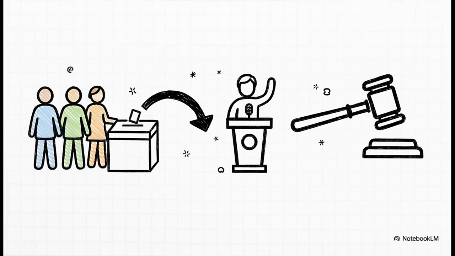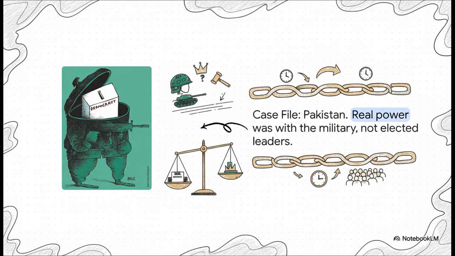Okay, test number 1. This is the most basic rule. In a real democracy, the people who are making the big, important decisions, the final calls, must be the leaders that we, the people, have actually voted for. Sounds simple, doesn't it? Let's see what happens when this rule is broken. Let's open our first case file. Pakistan in 1999. General Pervez Musharraf, who was the head of the army, took over the country in a military coup. Now, there were still some elected leaders, but the real power, the final say, was with the army and General Musharraf. So ask yourself, were the real rulers elected by the people? Nope. And that's why, in this case, Pakistan failed test number 1.